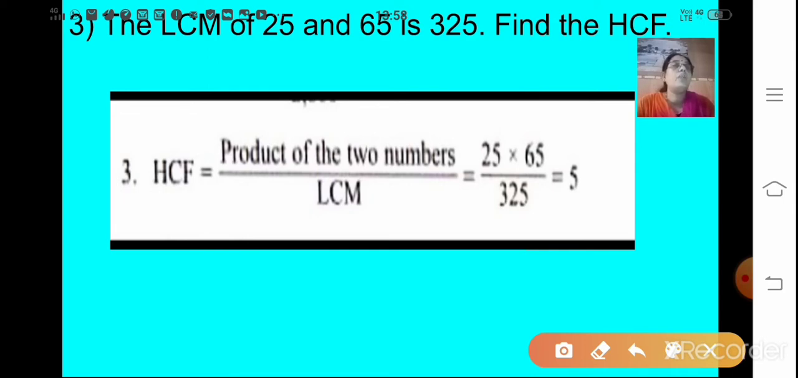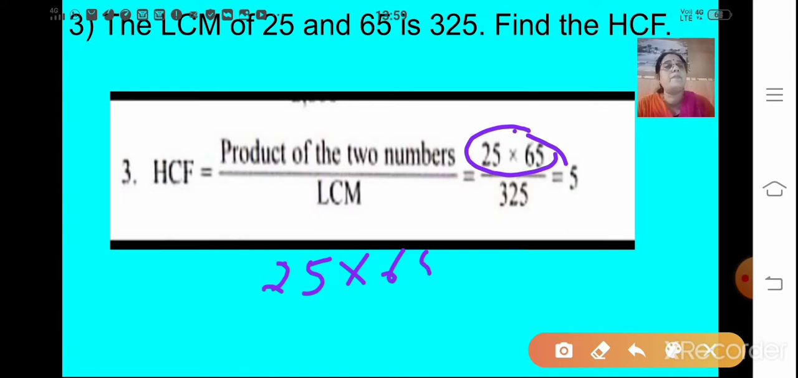Now what is the product of two numbers? 25 into 65 will give you the product of two numbers. And what is the LCM given? The LCM given is 325. Now 25 into 65 divided by 325. You can multiply 25 into 65 and then divide it by 325. Or else, here itself you can just use the cancellation method. 25 into 65 upon 325.